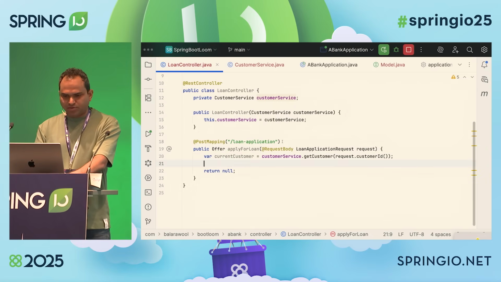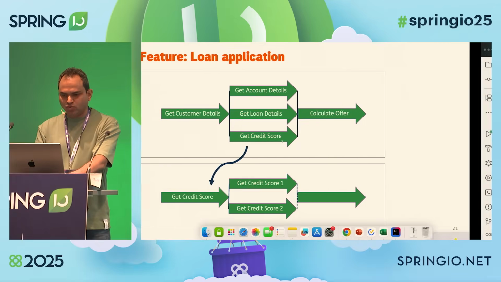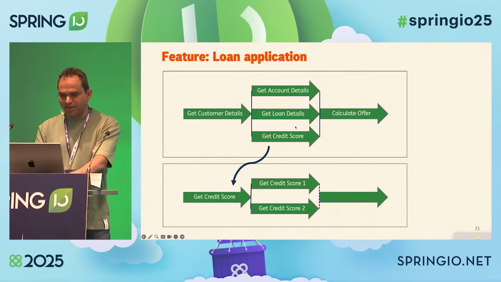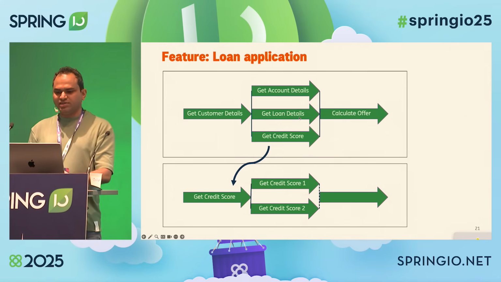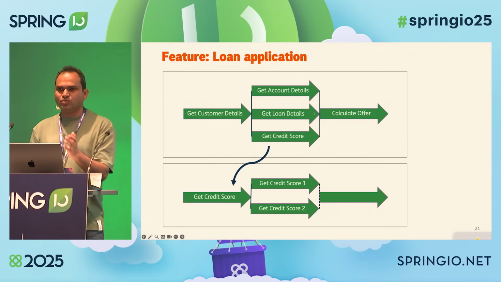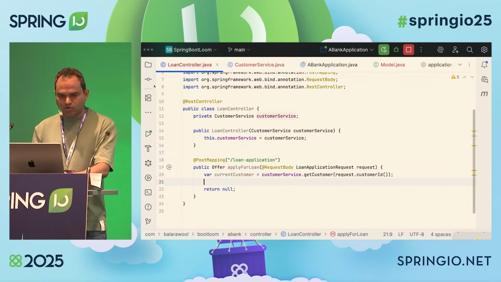Okay, so we have the current customer, and the next thing that we need to do is get the account and loan details. Again, let's skip the credit score task for a moment, and now let's get account and loan details, and let's say when we have both of these, we can continue. So let's add these services and then use them in our loan controller.